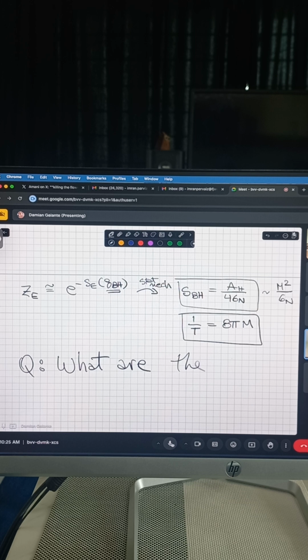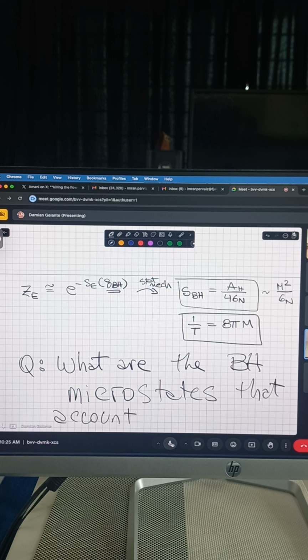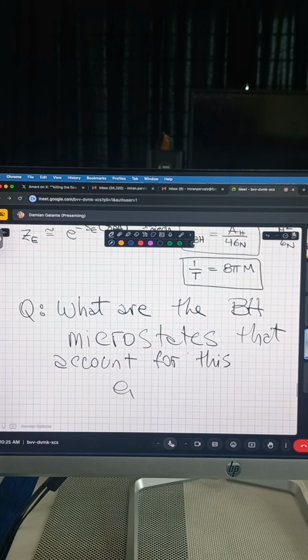What are the black hole microstates that account for this entropy?